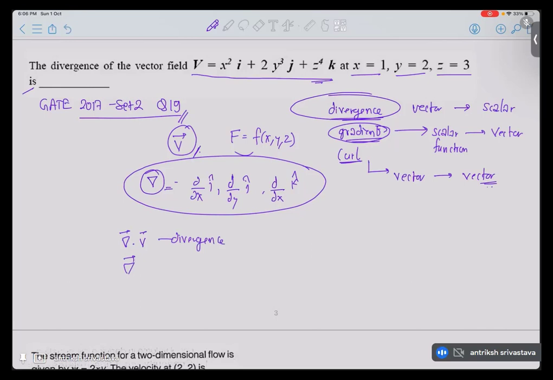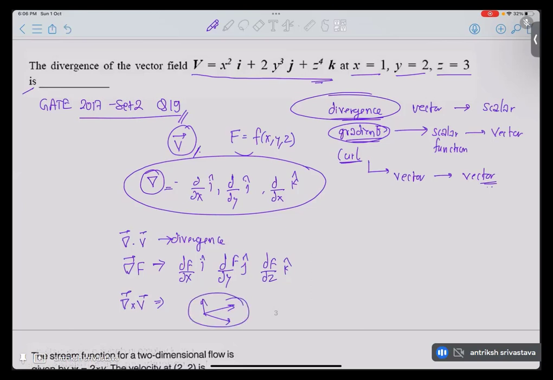Now you are differentiating this function with respect to x and keeping the resultant in the i cap, and then you are differentiating with respect to y, keeping the resultant in the j cap, and similarly you are doing for the k cap. And curl is the cross product, so that is also for a vector, which will be a vector perpendicular to the F and del. So the notation goes like this. I think we all know this, but just for completeness, I am writing it here.